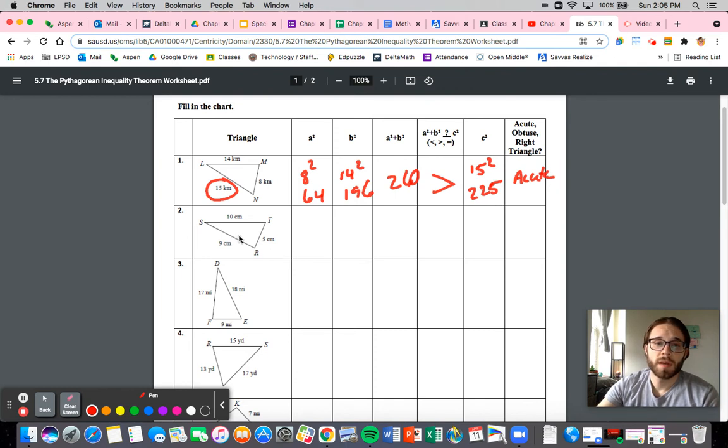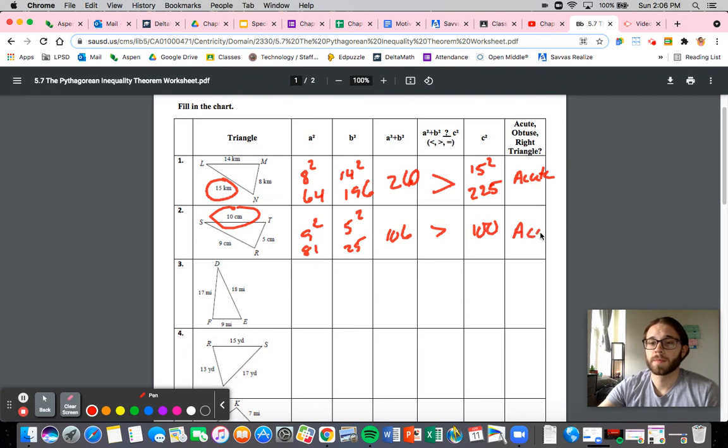Okay. Now, on this one, again, the longest is your c, so this is 100 because it is 10 squared. Here I have 9 squared and 5 squared, so 81, 25. So 106, which again is still bigger, so it's acute. All right, 18 is my biggest. What is 18 squared, everyone? Anybody know? Because I forgot. 324.